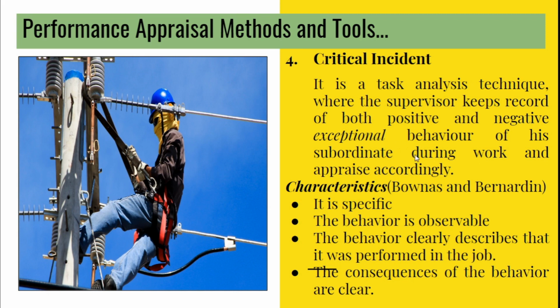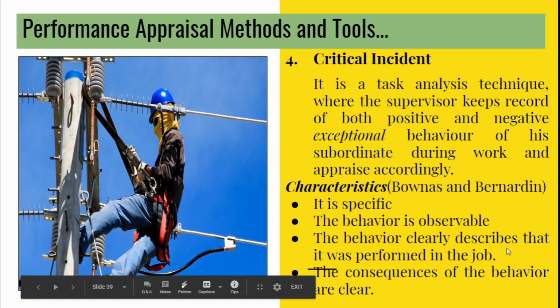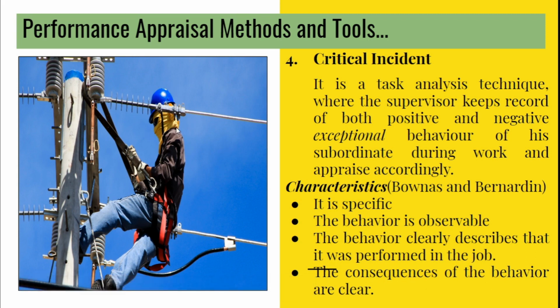Okay, now see, this critical behavior is a part of his job. Now you are clear about the third characteristic, that is, the behavior clearly describes that it was performed in that job. The last characteristic is that the consequences of the behavior are clear. Consequences may be positive or negative. Here in our recent example, the consequence or result of Mr. Ram's fear to climb the pole leads to failure in the task.